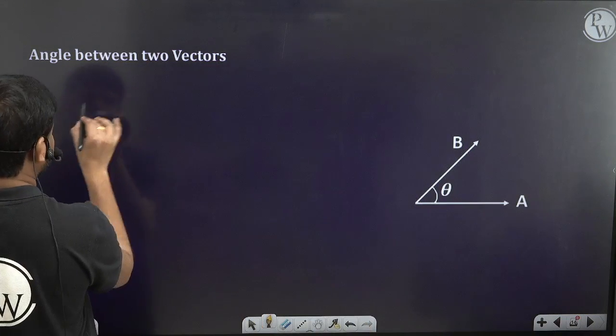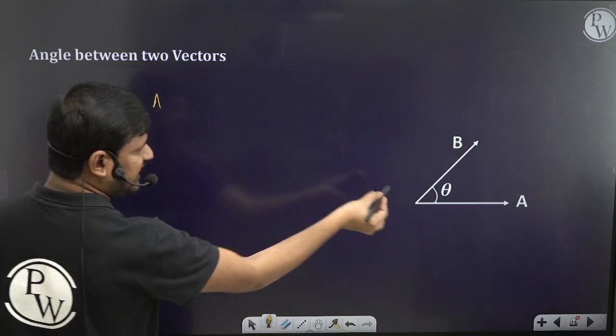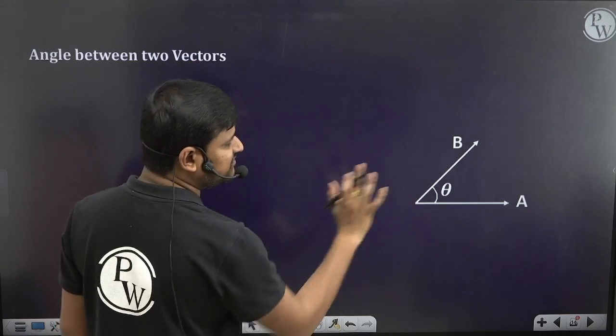Next, one more thing, how do we find the angle between two vectors? The simple logic is to use the dot product. Let's suppose a and b are the two vectors and the angle between them is theta.